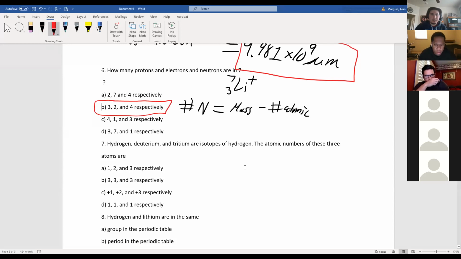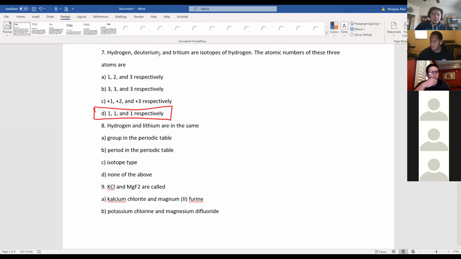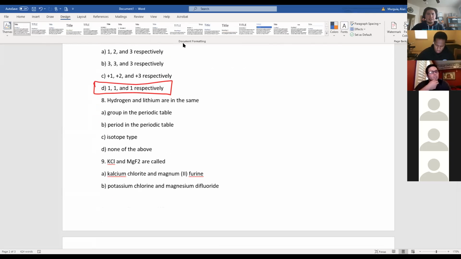So if there aren't any questions, we can move forward on to number 7, where hydrogen, deuterium, and tritium are isotopes of hydrogen. And what are the atomic numbers of all these isotopes? D. And why are you saying it's D? Because you just said the atomic number never changes. Exactly, because if you were to change the atomic number, you would change the element itself. Perfectly like that.